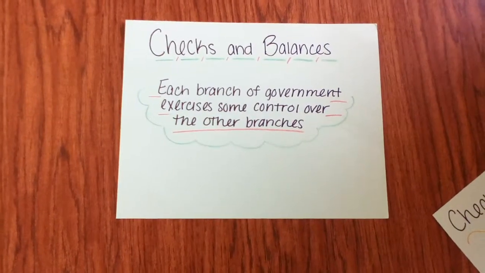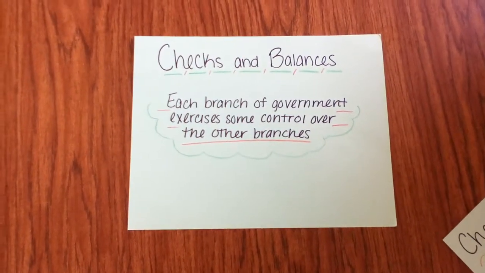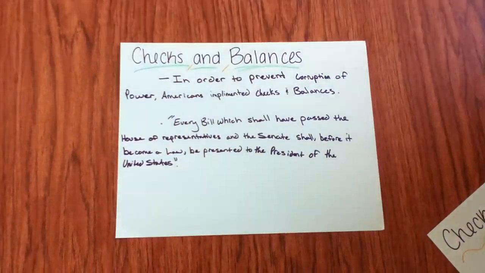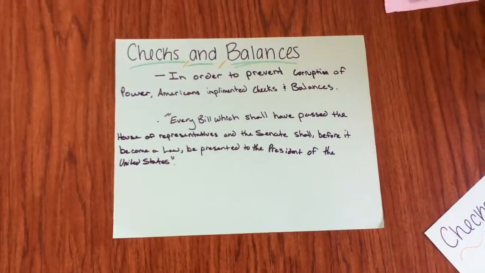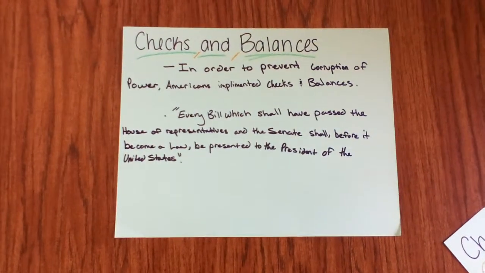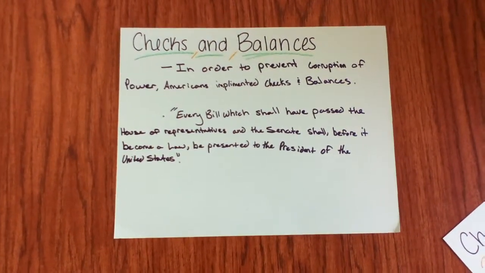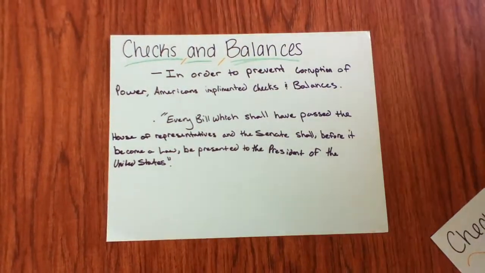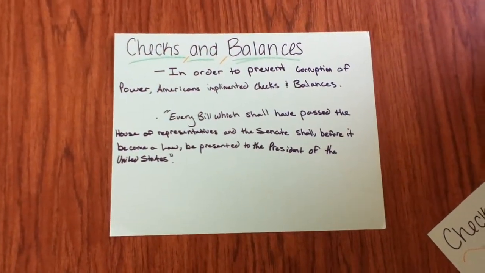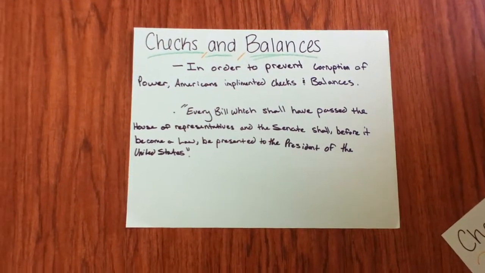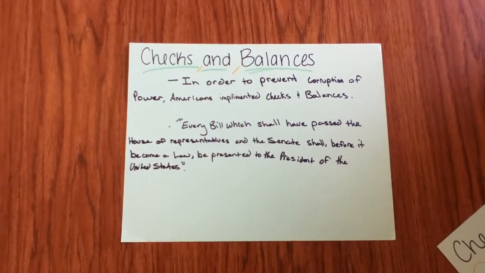Checks and balances. Each branch of government exercises some control over the other branches. In order to prevent corruption of power, Americans implemented checks and balances. Every bill which shall have passed the House of Representatives and the Senate shall, before it become a law, be presented to the President of the United States. This is an example of the legislative branch having to be checked by the President of the United States. Therefore, checks and balances is in play.